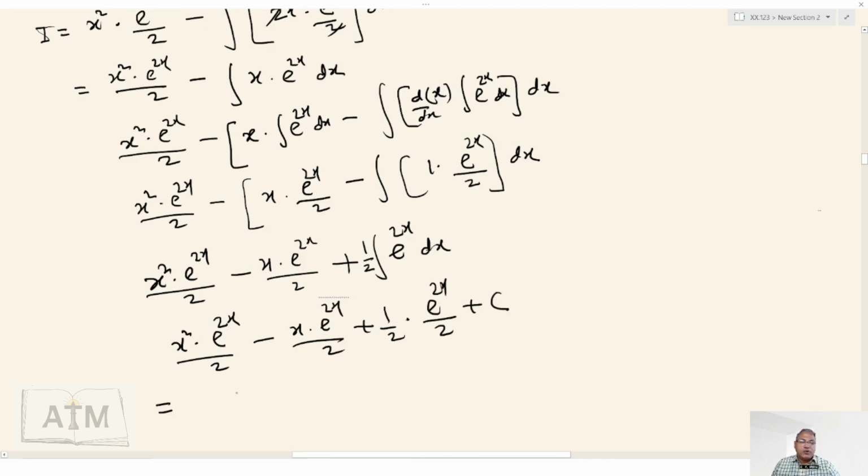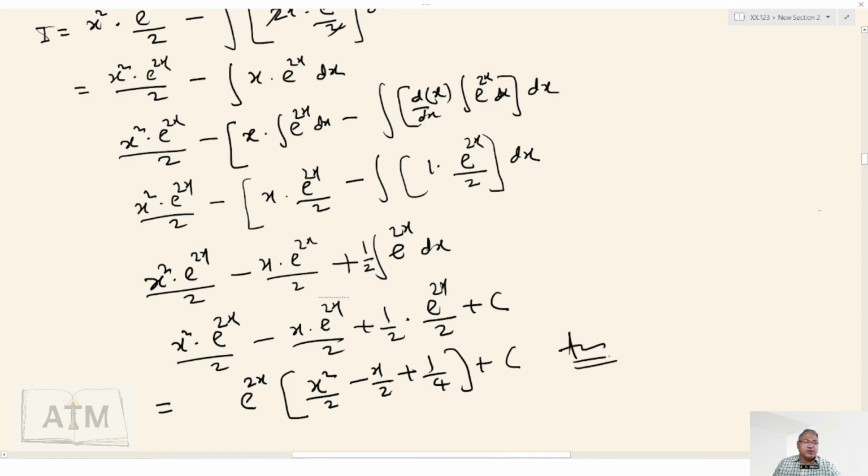So what is the final answer? Here everywhere e raised to 2x is present, therefore taking that common we get x square by 2 minus x by 2 plus 1 upon 4 plus c. Here again we can simplify because 2 is common, so that is left to you. So e raised to 2x, x square upon 2 minus x upon 2 plus 1 upon 4 plus c is the required answer.